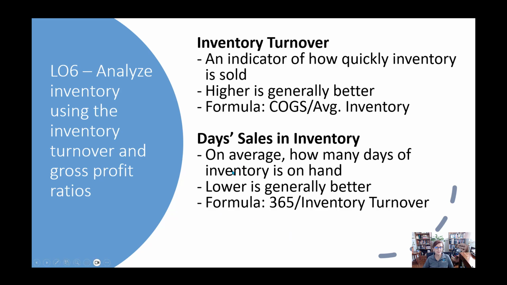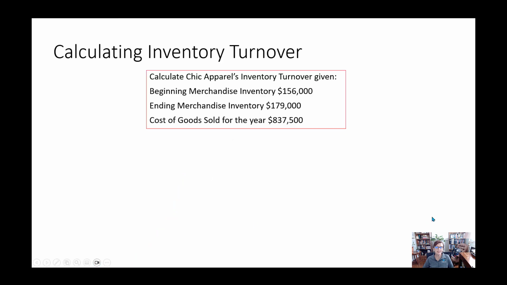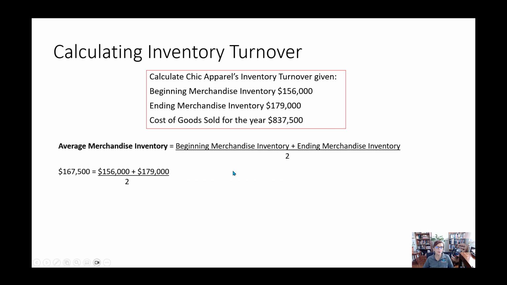And then days sales in inventory says, well, how many days of sales do we have sitting in our warehouse, in our inventory? And generally speaking, lower is better. And our formula is 365 divided by the inventory turnover. Let's take a quick look at an example here. Let's say that Chic Apparel has these numbers. They have beginning inventory of 156,000, ending inventory of 179,000, and their cost of goods sold for the year is 837,500.